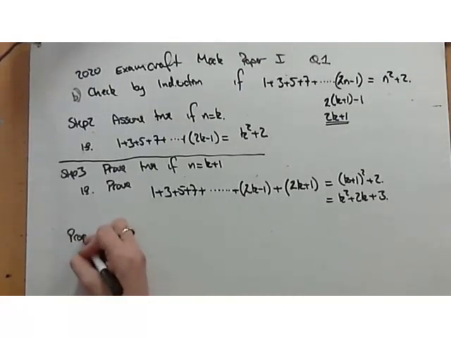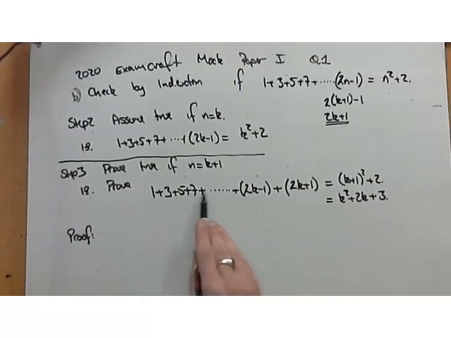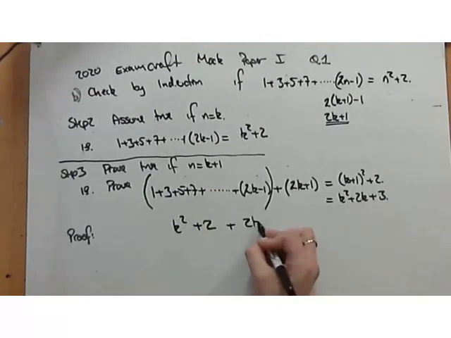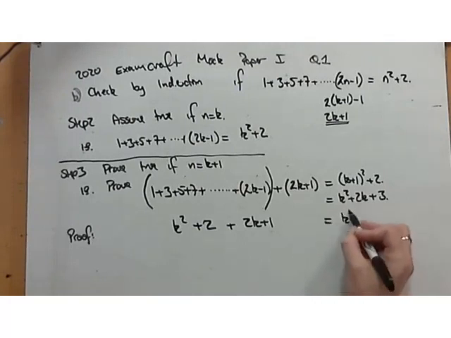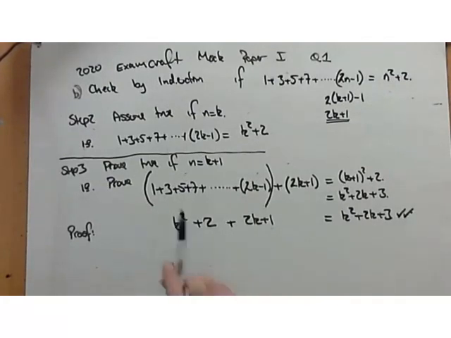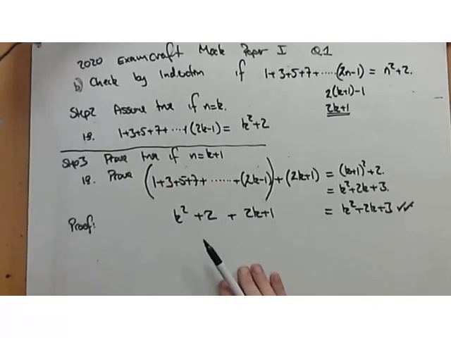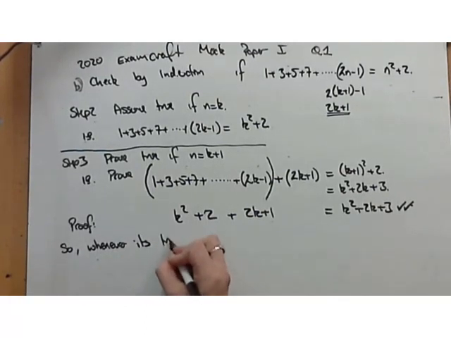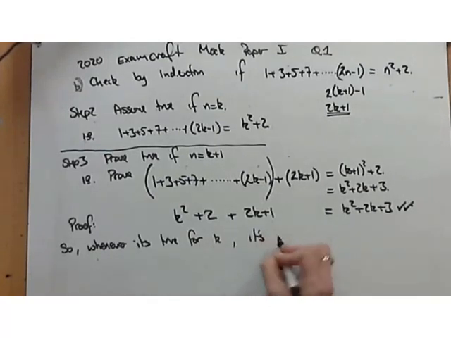And the proof is this. If you look at this statement here, the whole first part, 1 all the way up to 2k minus 1, is exactly equal to step 2. So this whole first part is k squared plus 2. And I'm going to add on 2k plus 1. And you do, in fact, get k squared plus 2k plus 3. That is a fact. So whenever it's true for k, it's also true for k plus 1.